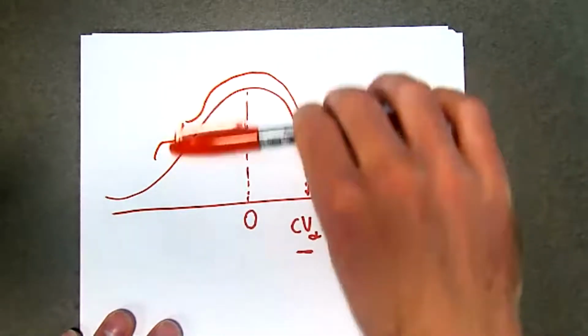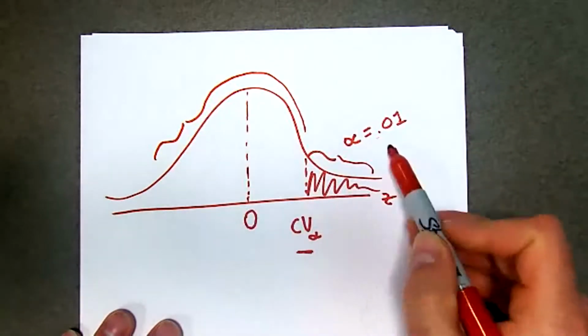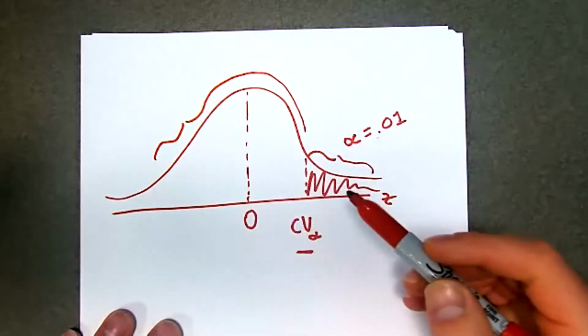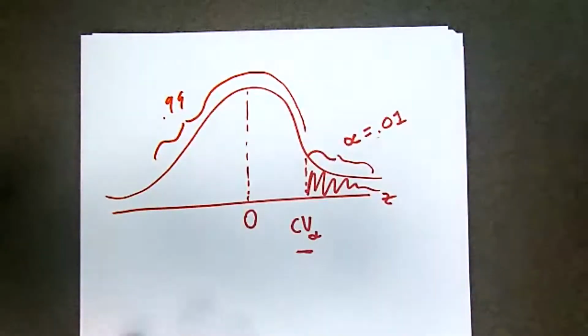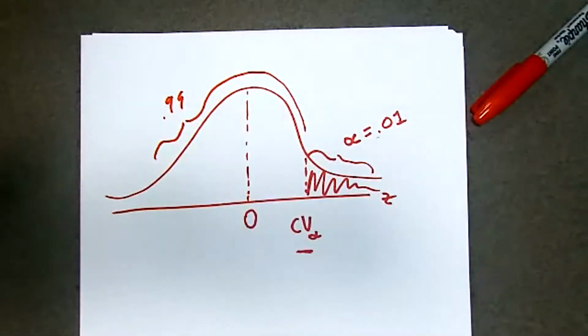The area under the curve is 1. So the area to the right is 0.01. The area to the left would be just 0.99, right? So I could look up 0.99 and I get the same value. So I'll show you both of those ways.